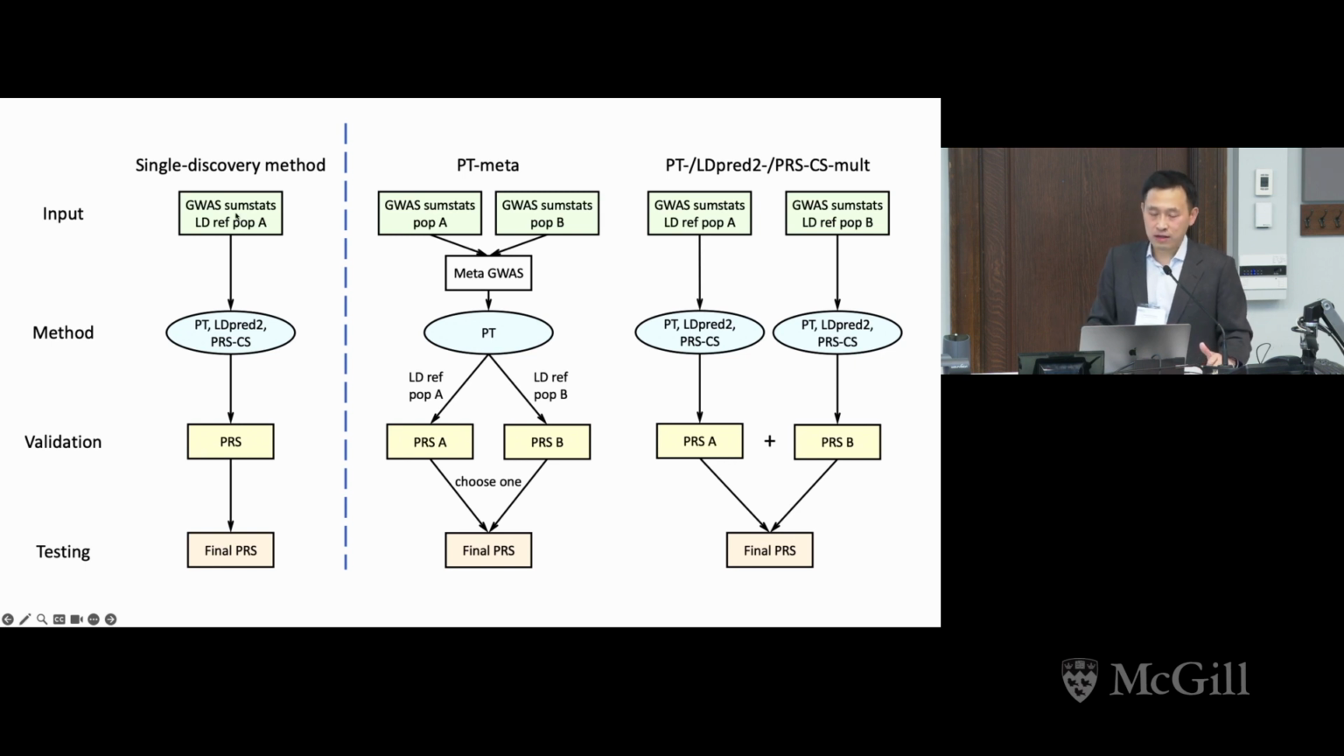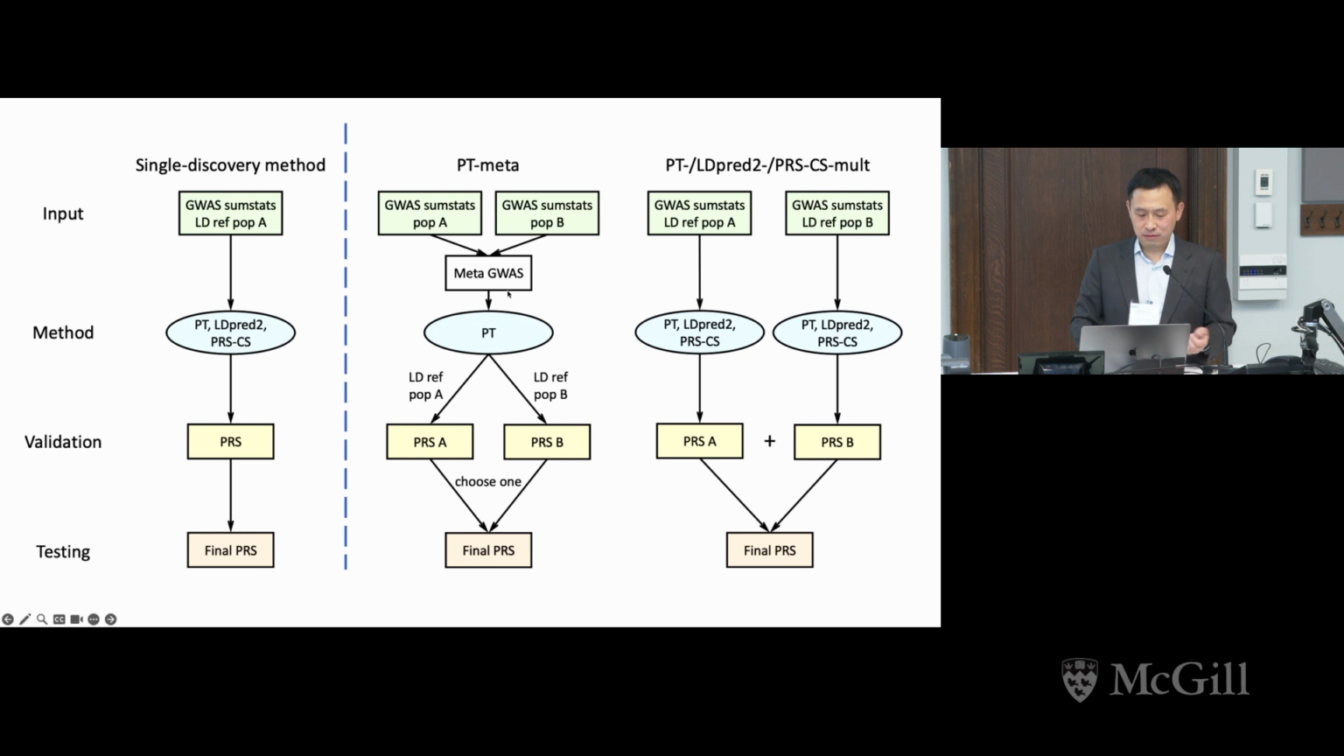People have the single ancestry method. You have the GWAS summary stat, you make the prediction, you do the PRS calculation, which is what you have heard in the earlier part of the discussion. And there's a meta-analysis approach, where you can do meta-analysis combining both populations, and you can treat this meta-analyzed GWAS as if it's from a single ancestry.